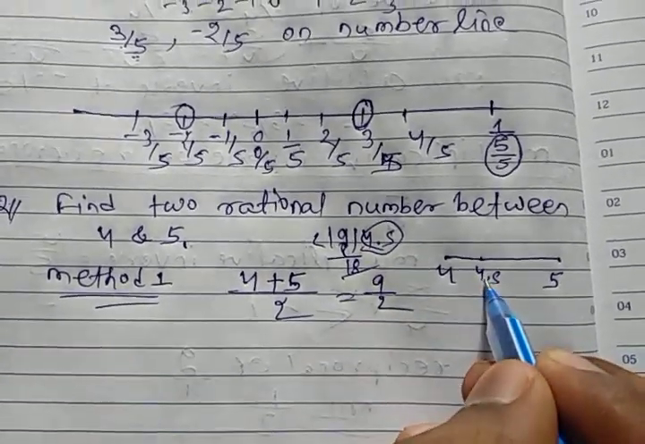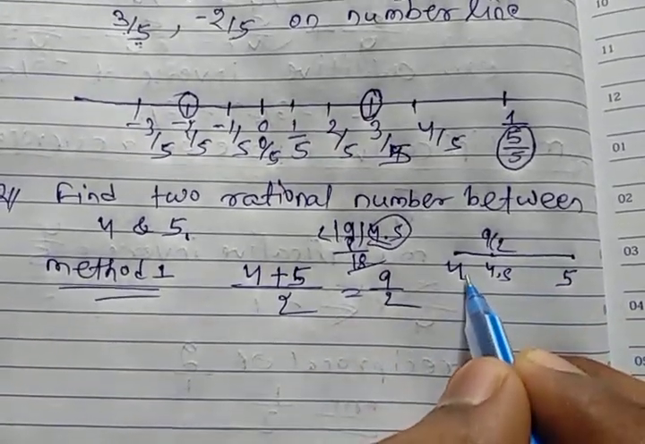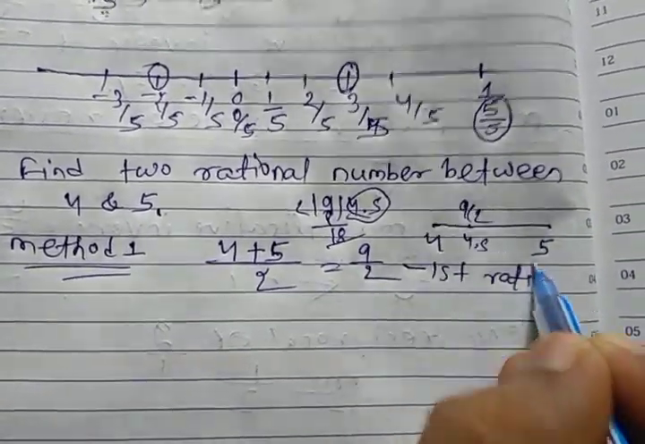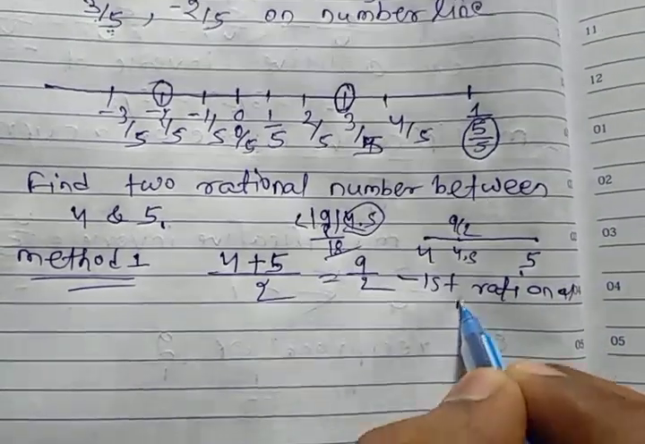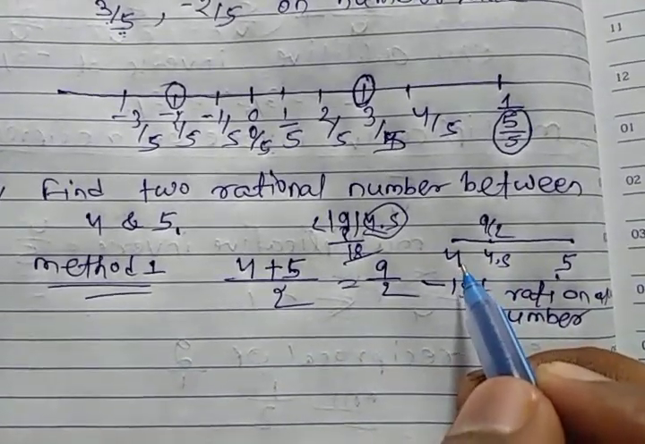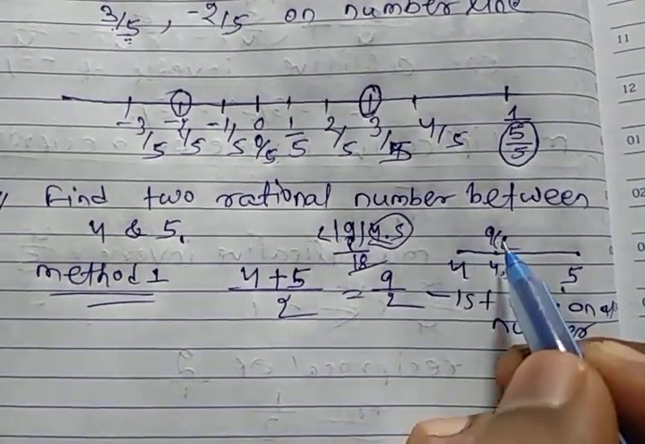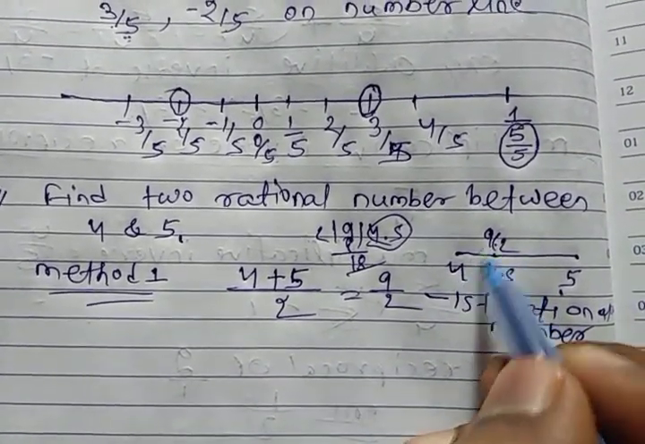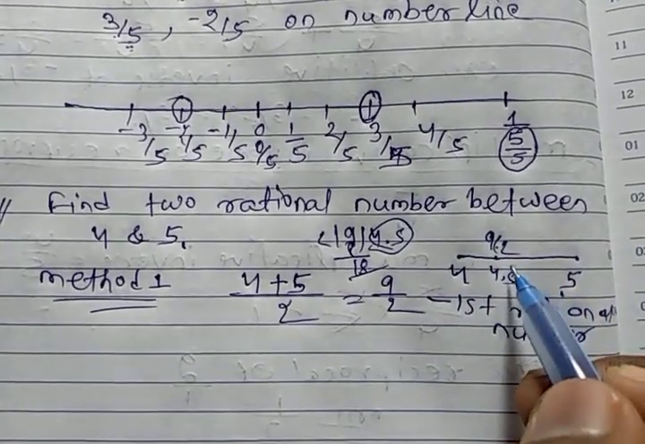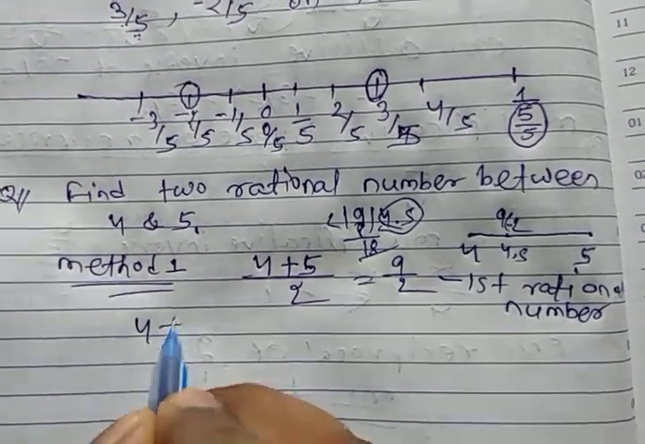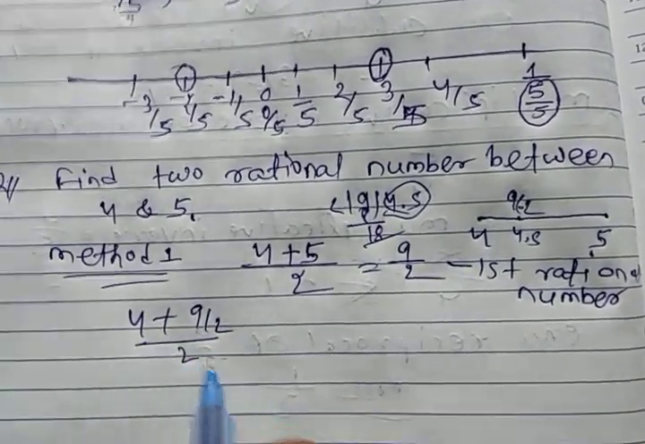Then 9 by 2 is here. This is the first rational number. Similarly, we get the second rational number by adding 4 plus 9 by 2, divided by 2. We get a rational number in between these two numbers. Also we can add 9 by 2 plus 5 divided by 2. Any numbers you can add.